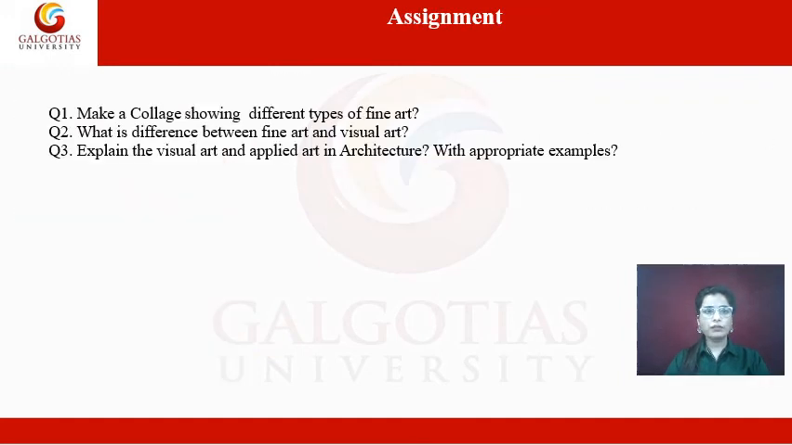So at the end, here are given assignments related to this lecture. Here are given three questions. First one is make a collage showing different types of fine art. Second one is what is the difference between fine art and visual art. Third one is explain the visual art and applied art in architecture with appropriate examples. So you have to solve these three questions.